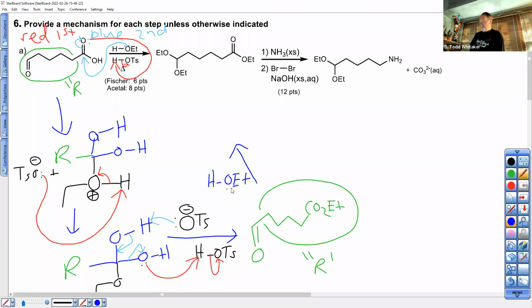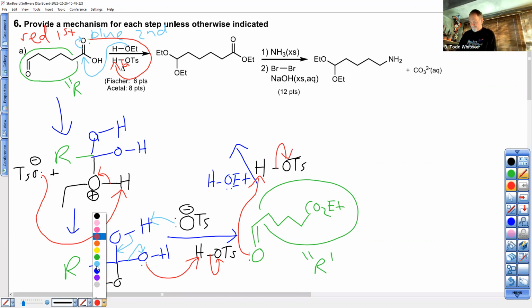So you're going to protonate first. Oh, that's HOTs. Protonate first. Then the poor nucleophile is going to attack the carbonyl. And this time I will combine. I'm going to take the OTs that I made in the red arrows and neutralize the oxonium on the spot. Just trying to save a little space here. We'll do that in purple.